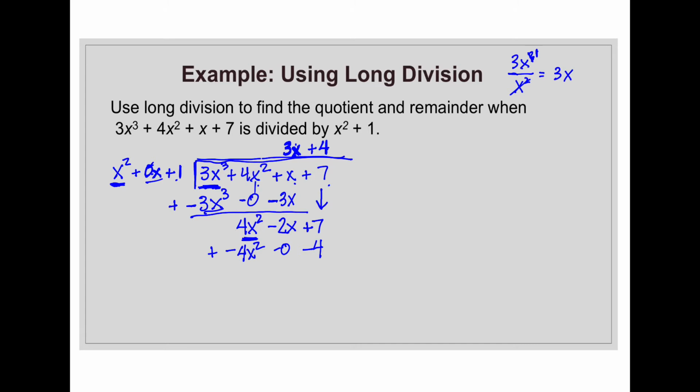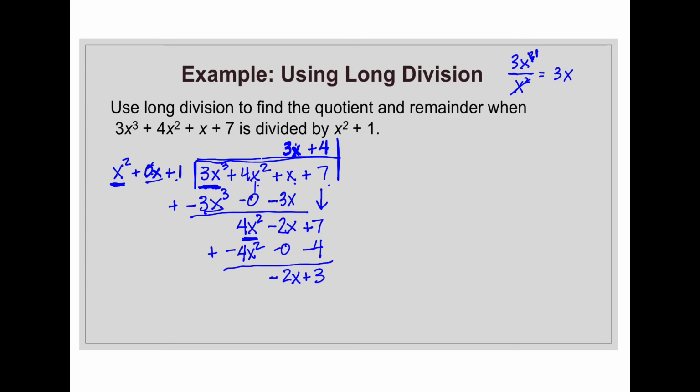Do my subtractions by adding. Really, we're adding these. So 4 plus negative 4 is 0, and negative 2x plus 0 is negative 2x. So we got positive 3 and negative 2x. That's as far as I can go. Notice that I came to the end of my line. There's no more numbers to bring down. That's the end of the line. You can't go any further.